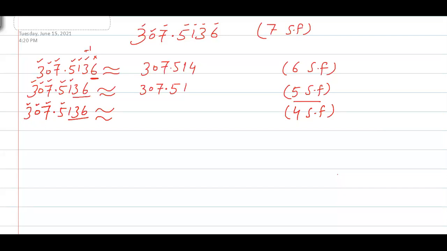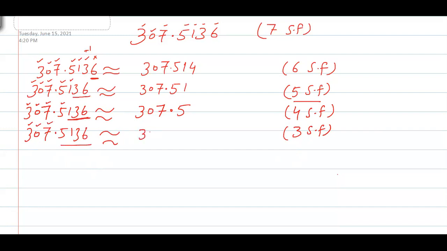Okay. So we will just ignore these three and it will become 307.5. So these are four significant figures. Okay. Now next I will round to three significant figures. So let me write 307.5136 and I want to round to three significant figures. This is first significant, this is second, this is third. So I don't need these. So I will write 307.